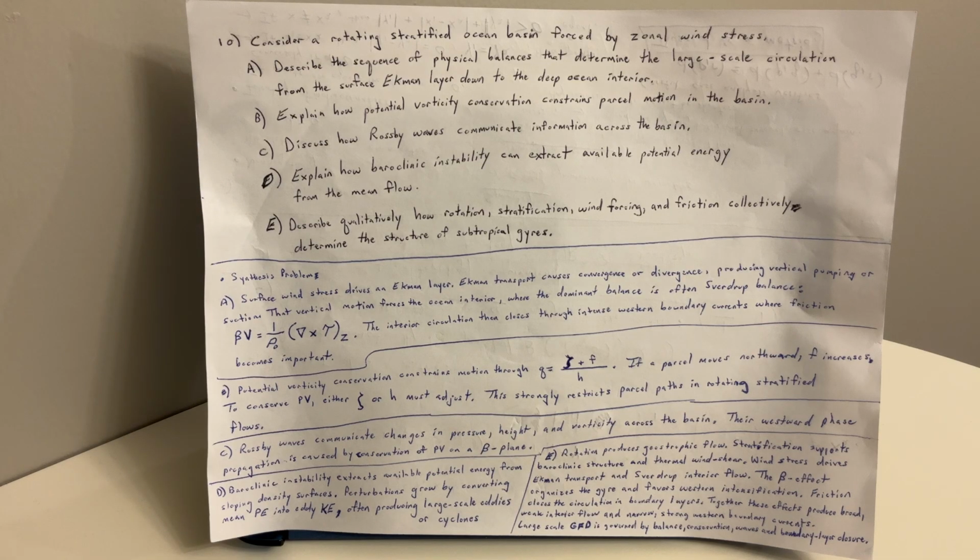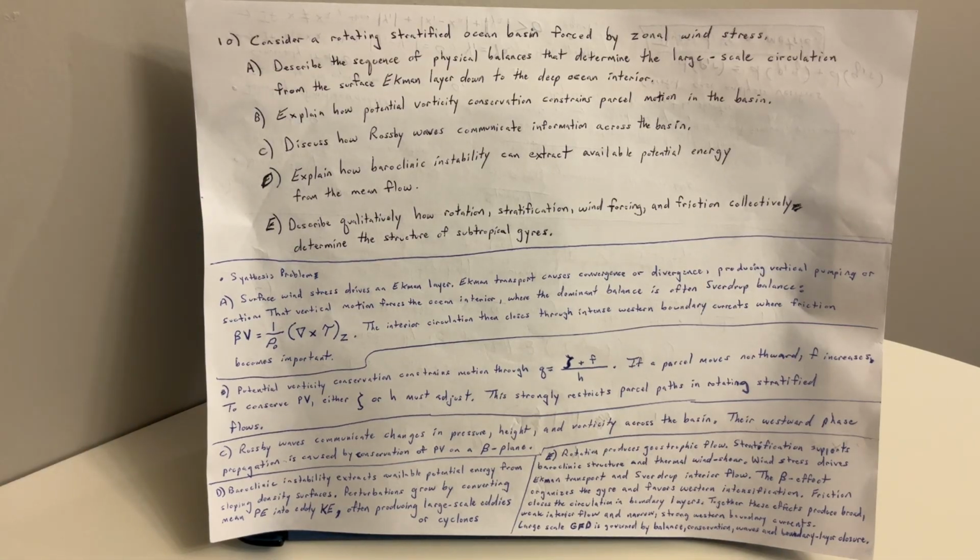Part C, discuss how Rossby waves communicate information across the basin. Rossby waves communicate changes in pressure, height, and vorticity across the basin. Their westward phase propagation is caused by conservation of PV on a beta plane. Sorry about that.